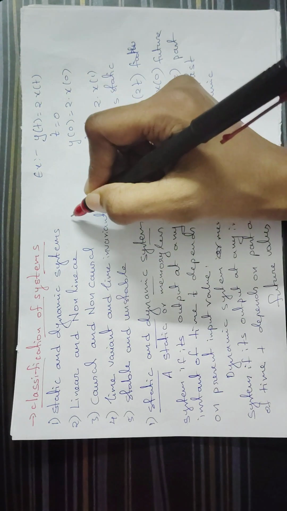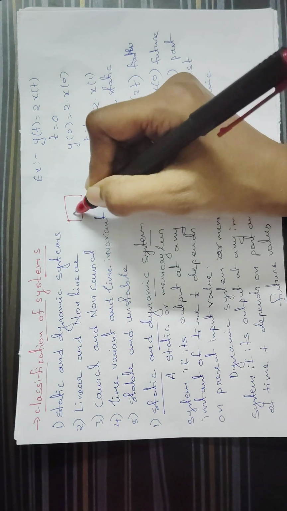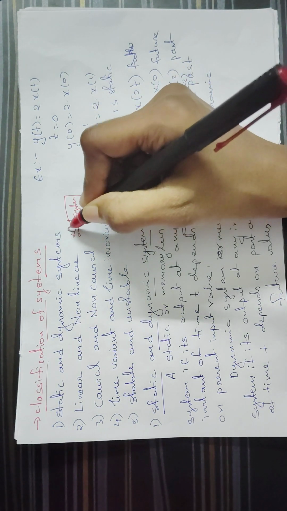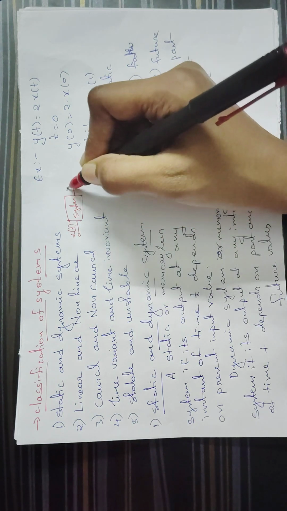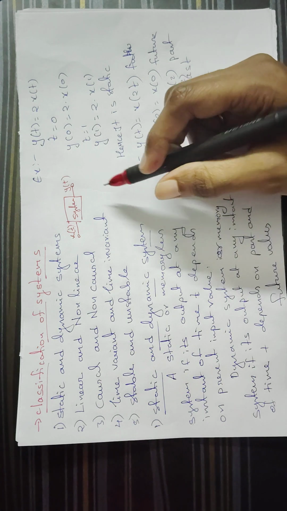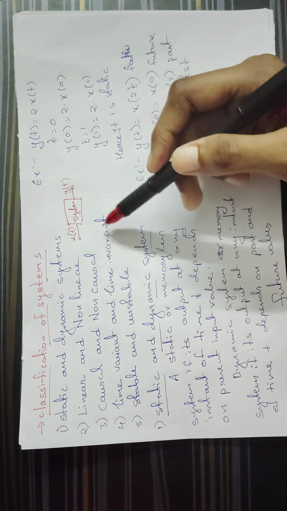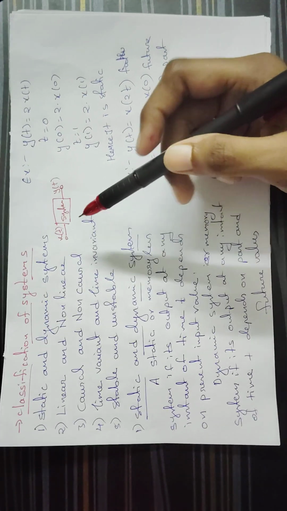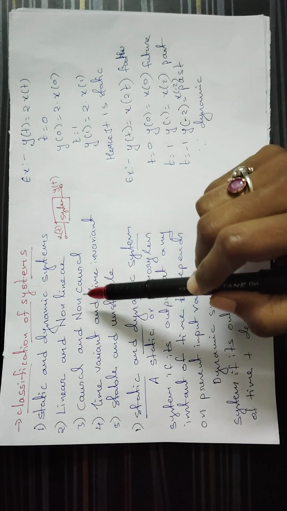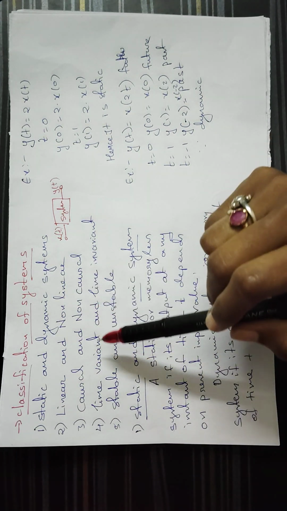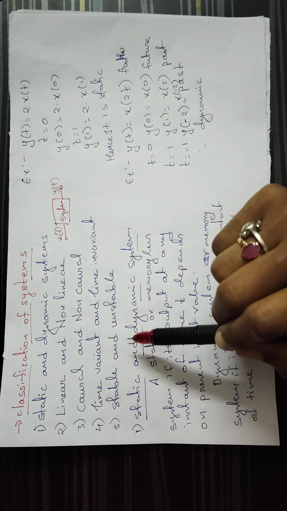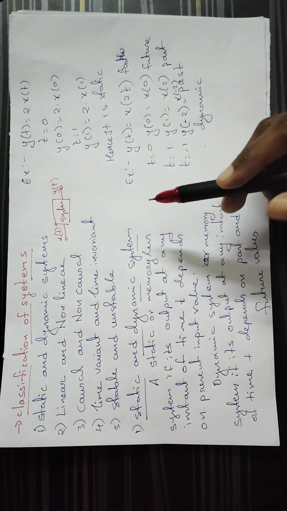So this is a system, which has the input x of t and the output response y of t. Here are the different classifications of systems. The first is static and dynamic systems, then linear and non-linear, causal and non-causal, time variant and time invariant systems, and the last is stable and unstable systems.